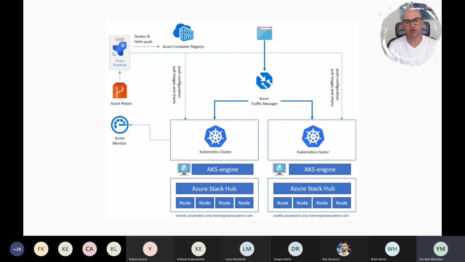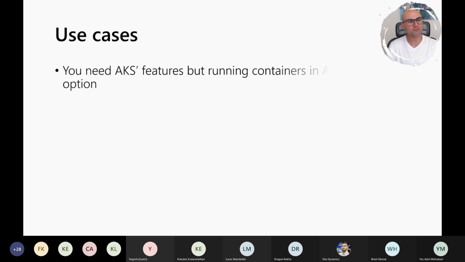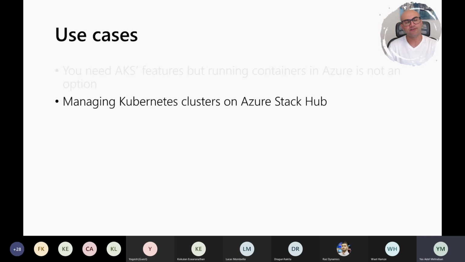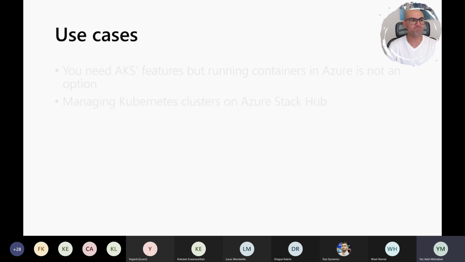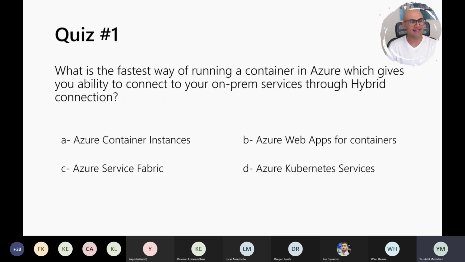For example, you can run it on your on-premises environment, or you can run it on Google Cloud, AWS, wherever you want to run this. You can easily run your Kubernetes cluster and leverage all the great features that come with that. So use cases: if you need AKS features, but you're running containers outside of Azure, this is a great service. If you want to manage Kubernetes clusters on Azure Stack Hub, again, this is a great service for that situation. And there you go, that's it.